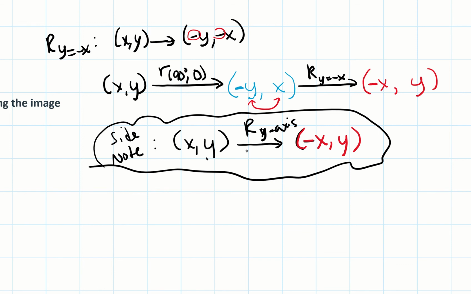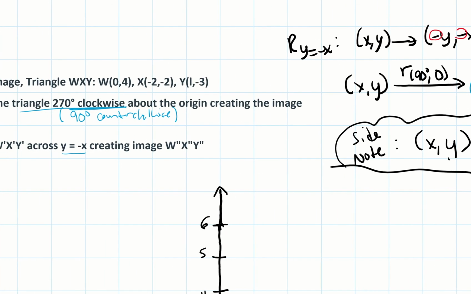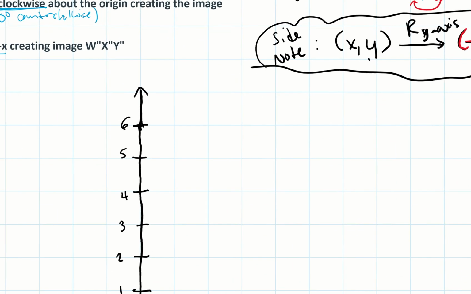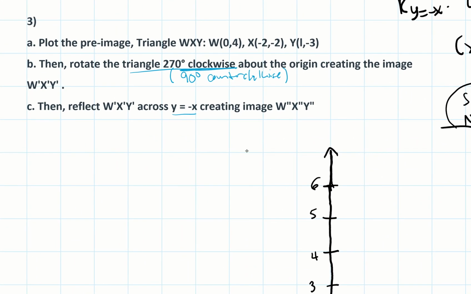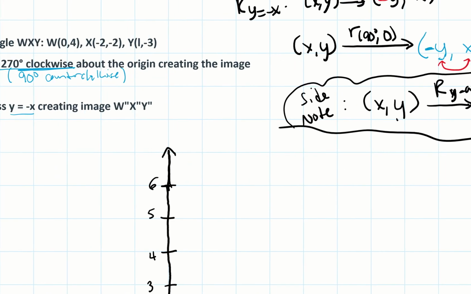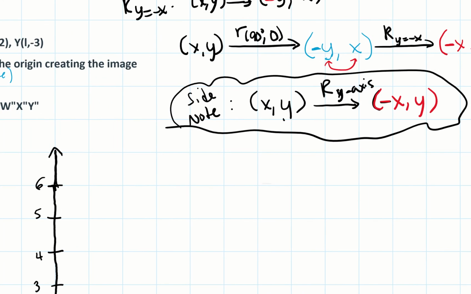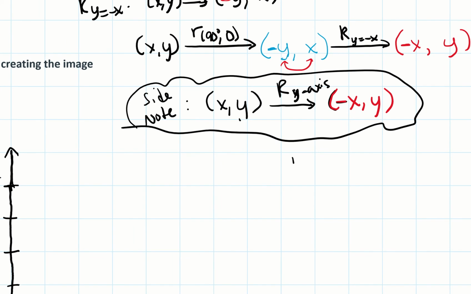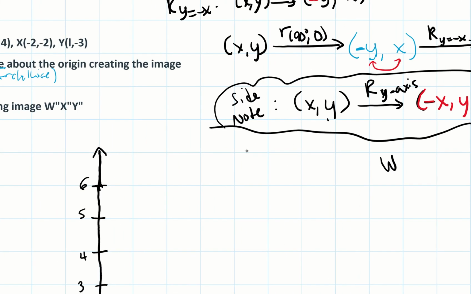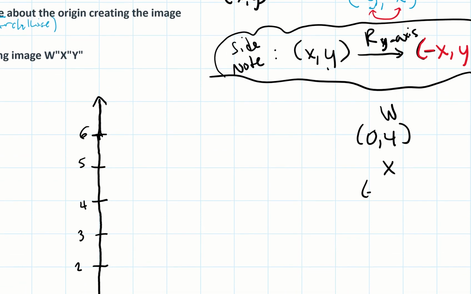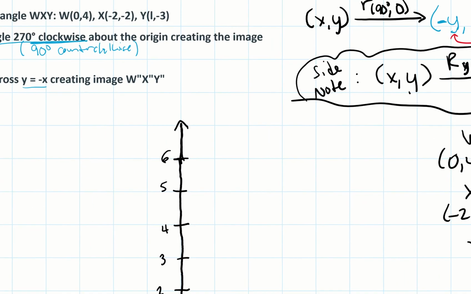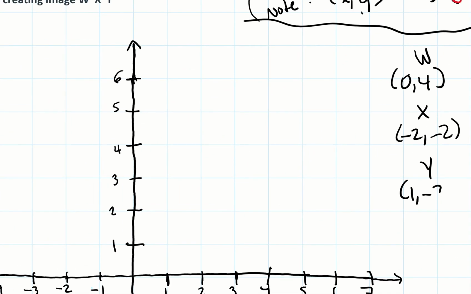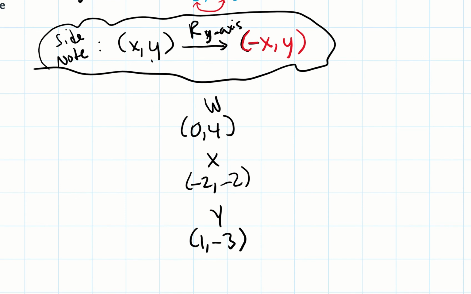So we're going to use these 2 rules for each of these coordinates. Let's use the first rule and transform W, X, and Y. Let's write down the coordinates. W is 0, 4. X is negative 2, negative 2. And Y is 1, negative 3. So we're going to transform them according to that rule.